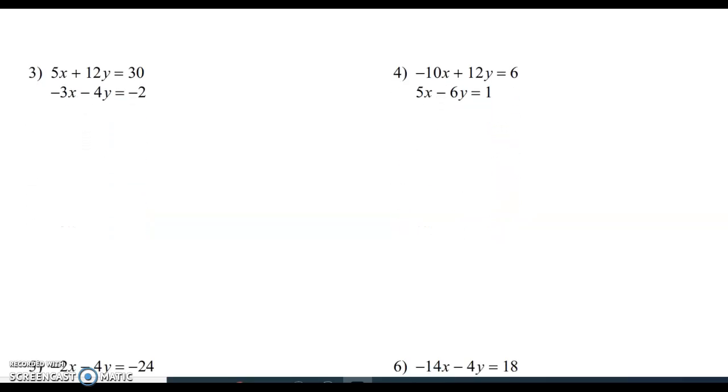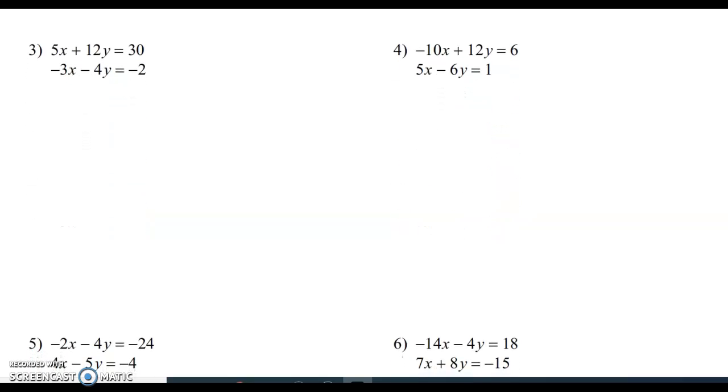All right, looking at the next one. We have 5x and negative 3x, not opposite. 12y and negative 4y, not opposite, right? So they didn't just give us opposites. We're going to have to create them. So we look and see if we can just multiply one of the equations. So for x's, I have 5. So I know the opposite of 5 would be negative 5. So I have negative 3, and I think, could I multiply negative 3 by something pretty, meaning an integer, to get negative 5? And I can't, so that's not going to work.